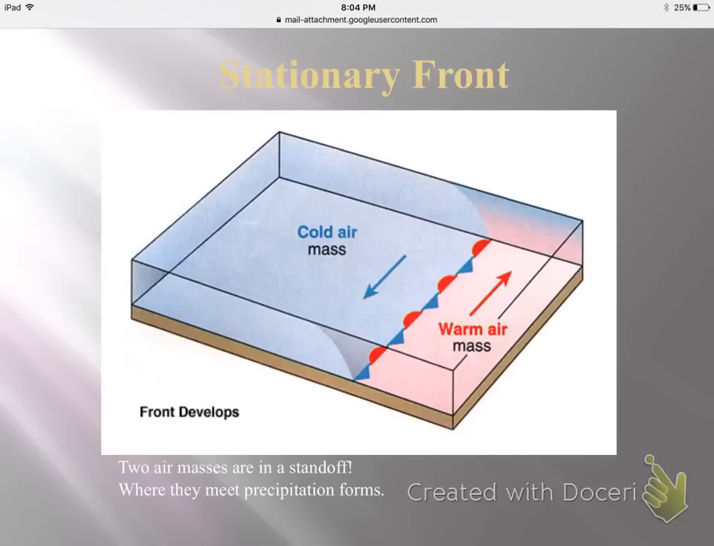They're in a standoff. Whenever this happens, there's going to be precipitation. So at this boundary right here, you're going to see precipitation. And if the stationary front stays a stationary front for a long period of time, then that precipitation stays for a long period of time as well. Okay, so depending on how long it takes one air mass to finally overcome another one, that's going to determine how long the rain is going to stay.